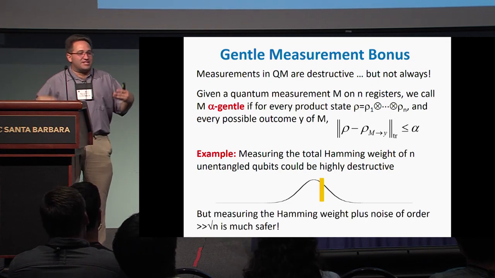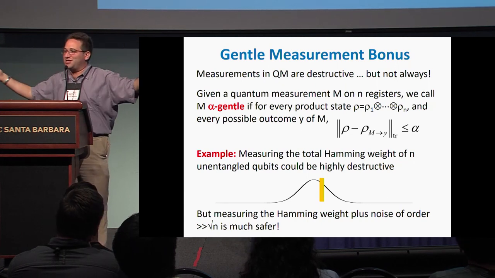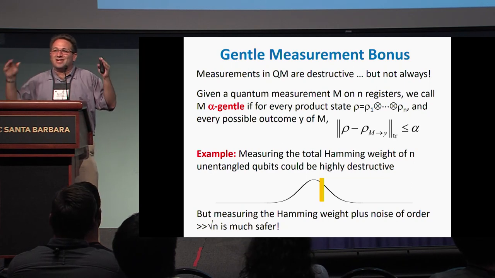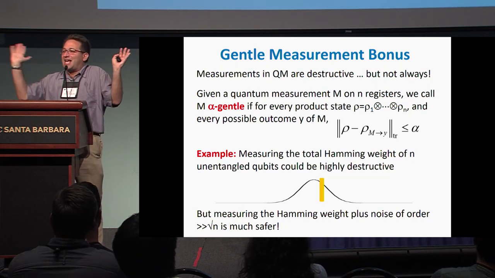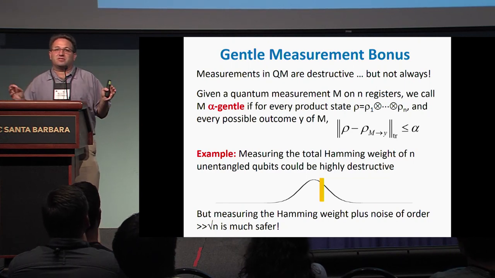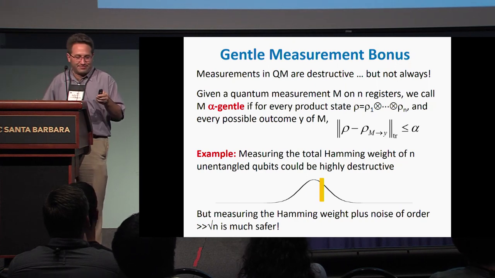But what if instead I ask for only the Hamming weight plus some random noise of order at least square root of n? Well, that's much safer, because now I'm not damaging it by too much. The physicists actually know this. This is used in photon number measurements, and this is how you do it non-destructively.